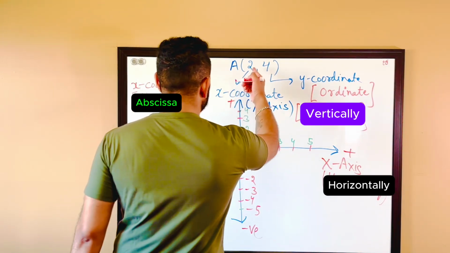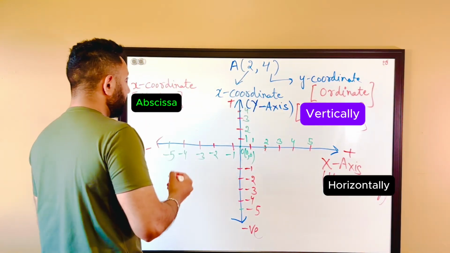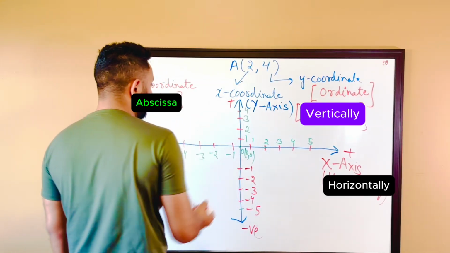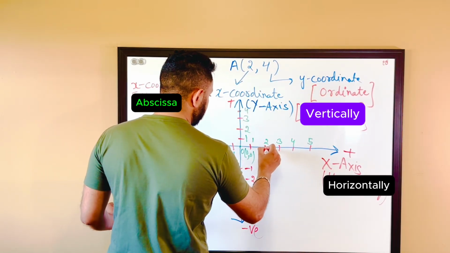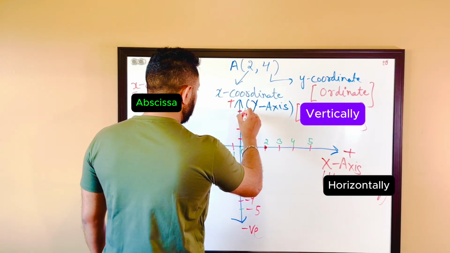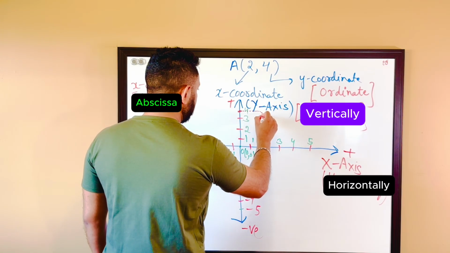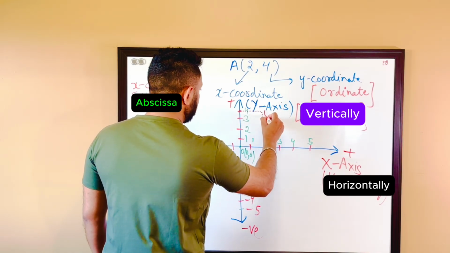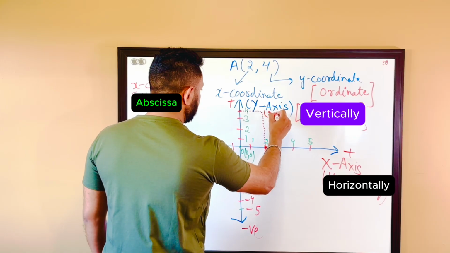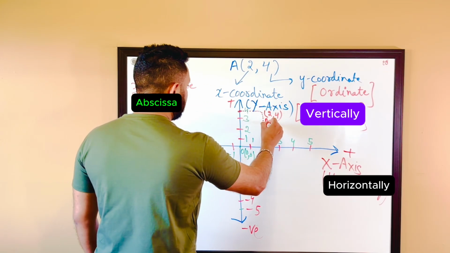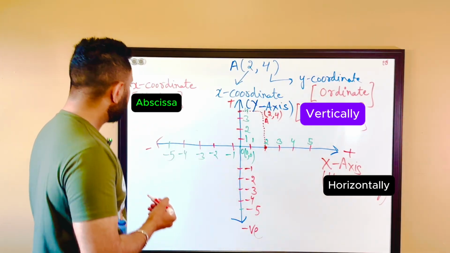And now we're going to locate this point A, 2, 4. So 2 is on x-axis and 4 is on y-axis. So 2 is here and the 4 is here. So now we're going to join 2, 4. So that means this is the location of point A, 2, 4.